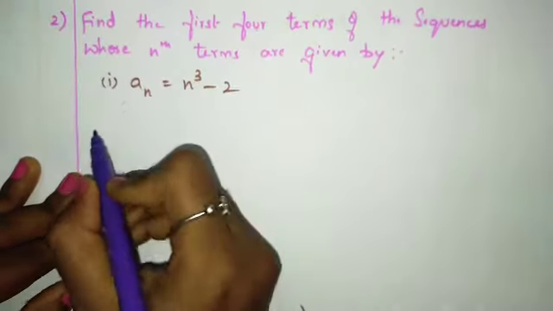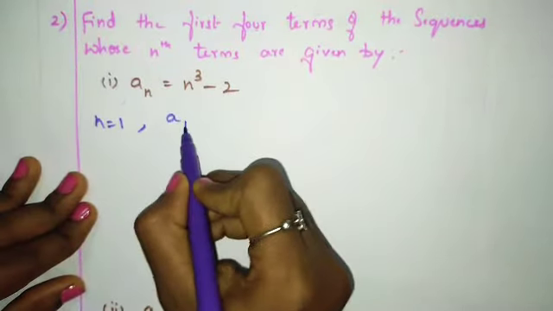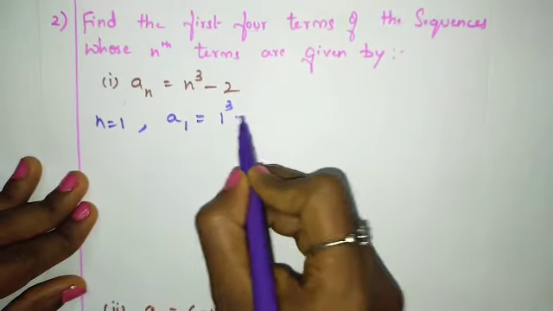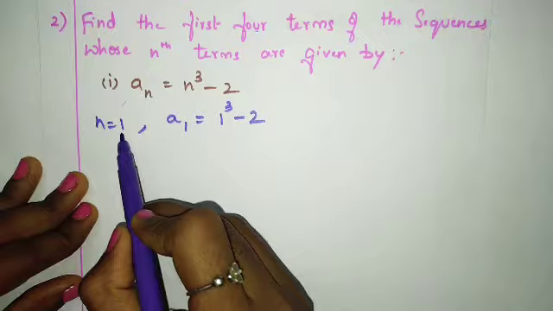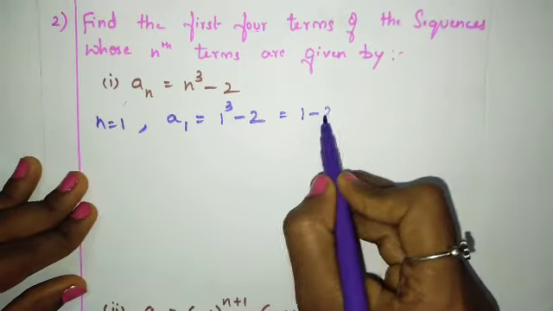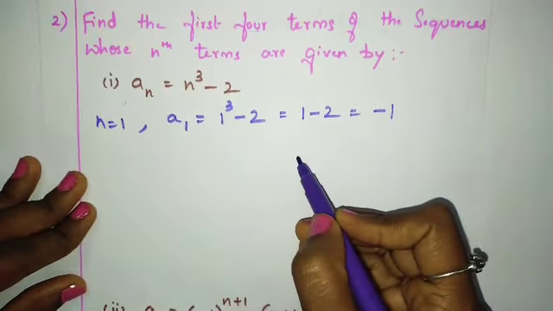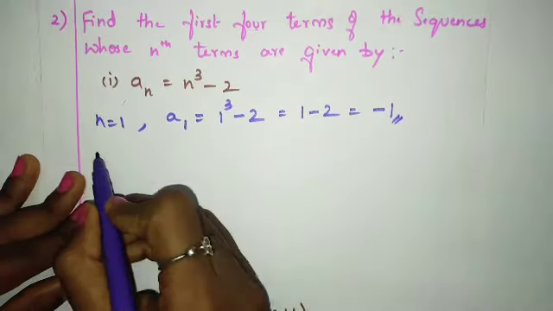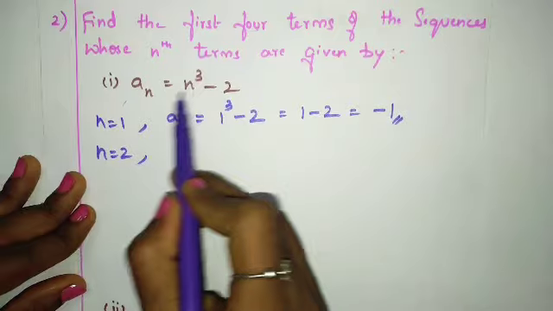Okay. So first I'll take n as 1. If I take n as 1, it is A1. So A1 is equal to 1 cube minus 2. Wherever you have n, substitute 1. So 1 cube is 1 only, minus 2. So 1 minus 2 is minus 1. So this is your A1, the first term. Next, I'll take n as 2. Substitute 2 in the place of n.